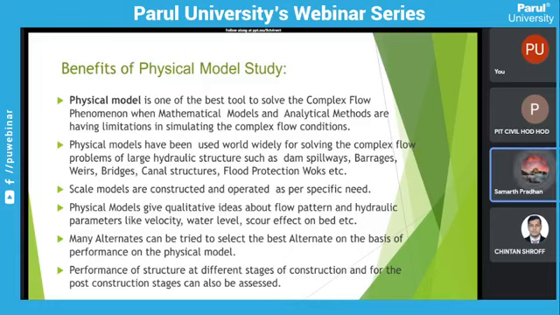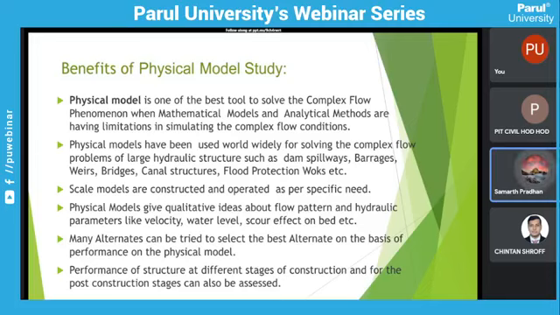Physical models have been used worldwide for solving complex flow problems. Which type of problems can we solve? The hydraulic problems of all hydraulic structures like dam spillways, barrages, weirs, bridges, canal structures, flood protection works, etc. Whatever I have written, all these types of problems we have solved at GERI over so many years. I have already narrated that this has been working since 1971.